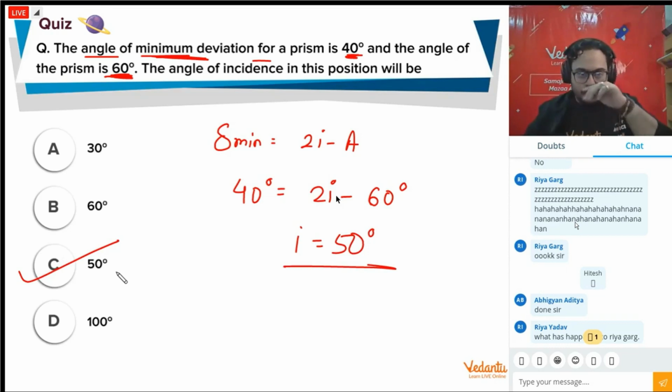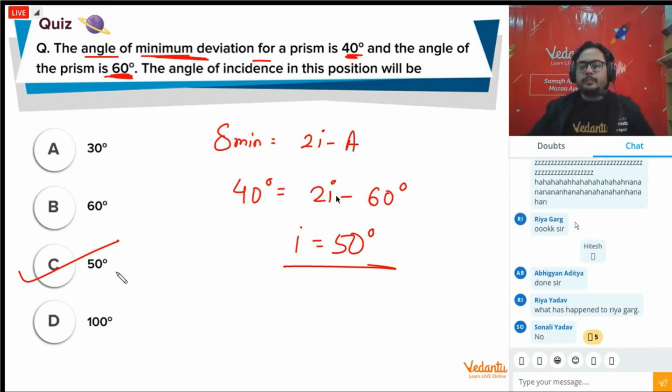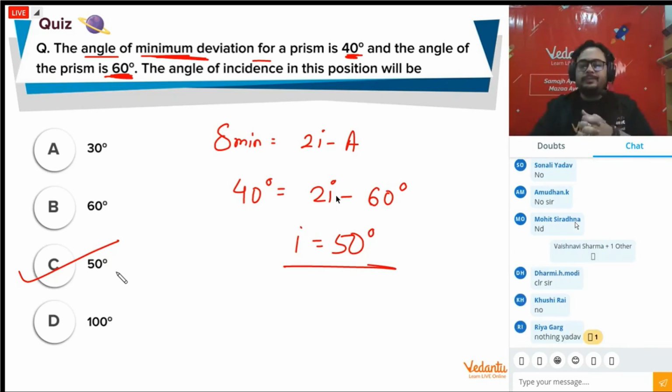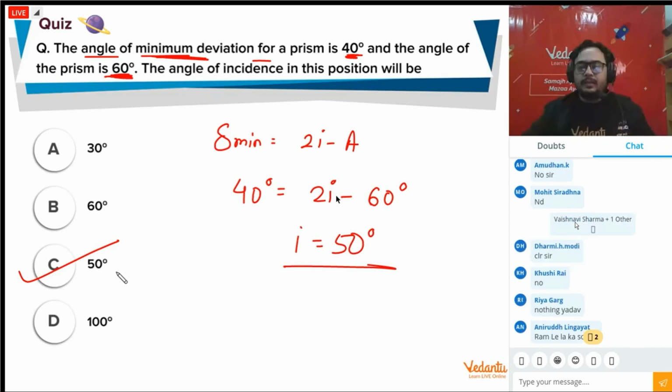Tell me, any doubts in this? Speak up. What happened to Ria Garg? I don't know, that is a mysterious question. Okay, nothing happened.